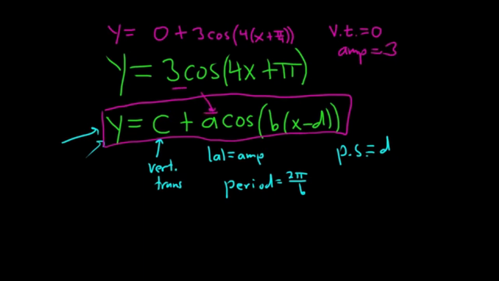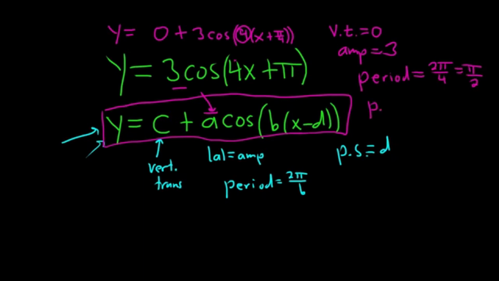What else do we have? The period. The period is 2 pi over b. So here the b is 4. It's right here. So it's 2 pi over 4, which is pi over 2. Right? Because 2 goes into 4 twice.